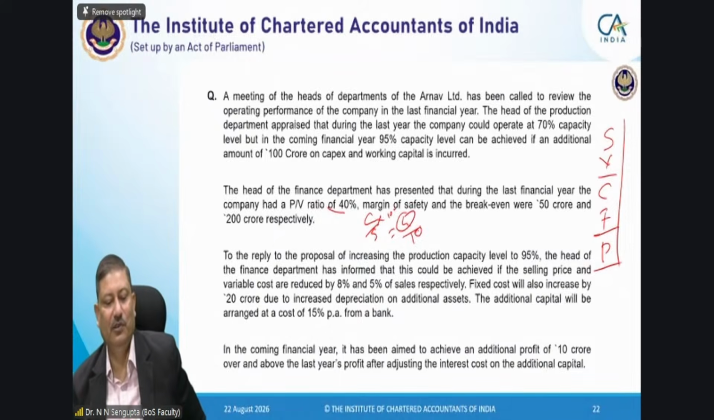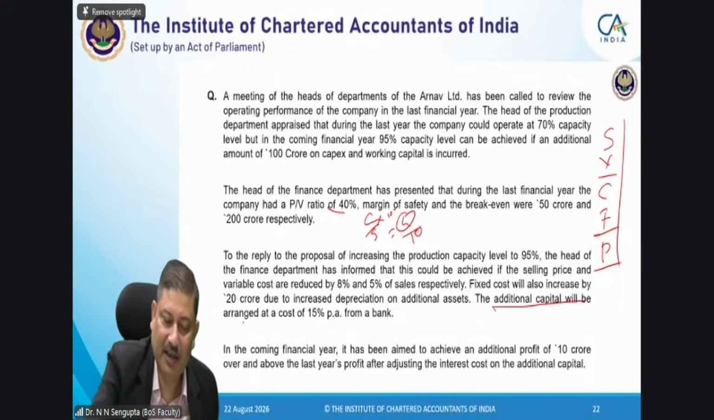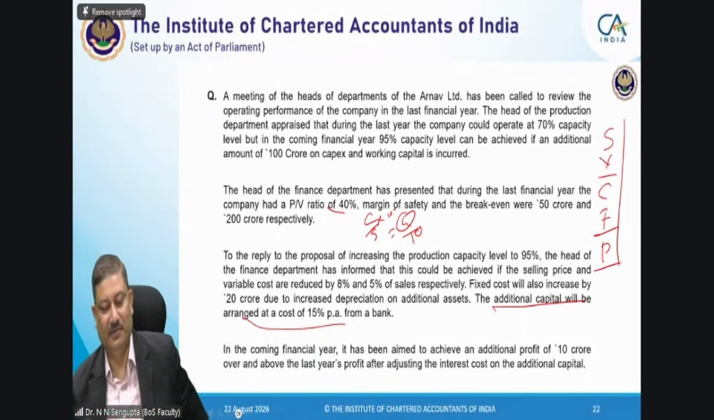In reply to the proposal of increasing the production capacity level to 95%, the head of finance department has informed that this could be achieved if the selling price and variable cost are reduced by 8% and 5% respectively. Fixed cost will also increase by 20 crore due to increased depreciation on additional assets. The additional capital will be arranged at a cost of 15% from a bank. So very important, this additional capital will have a cost of 15% per annum.